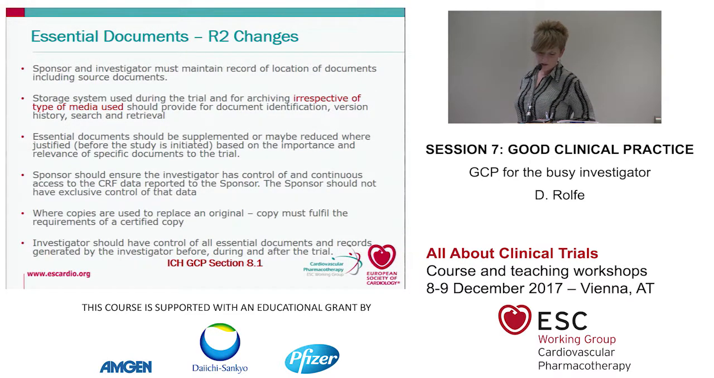And the certified copy is actually one of the new things that's been added to Chapter 1 glossary. The investigator should have control of all the essential documents and records generated by the investigator before, during and after the trial. So it's no longer the case where the sponsor at the end of a study can come in and just whip everything away for their archives. If they do, they have to make sure that the investigator maintains access and knows how to access the documents whenever he needs to.